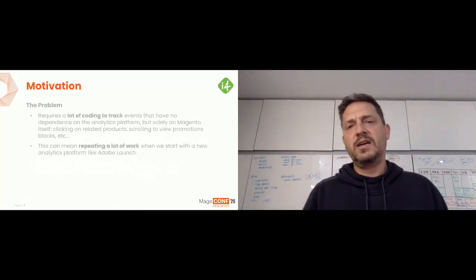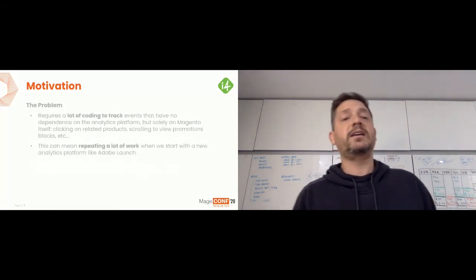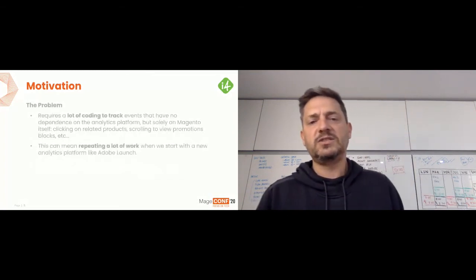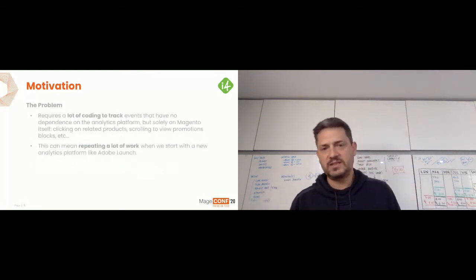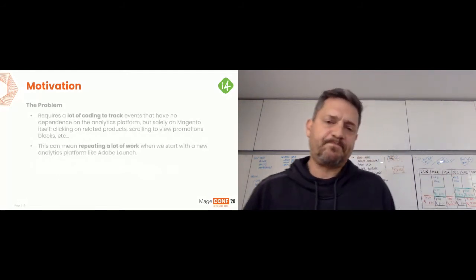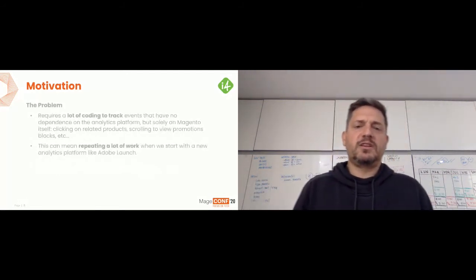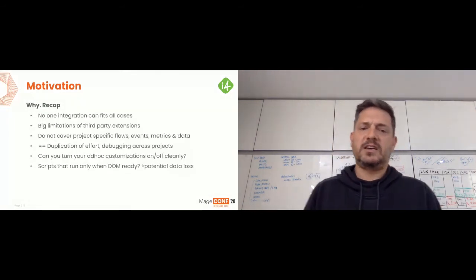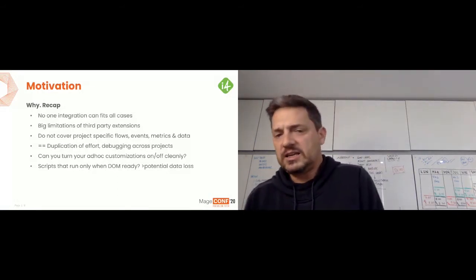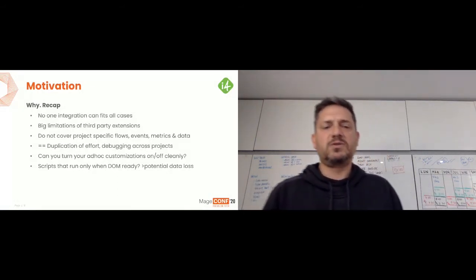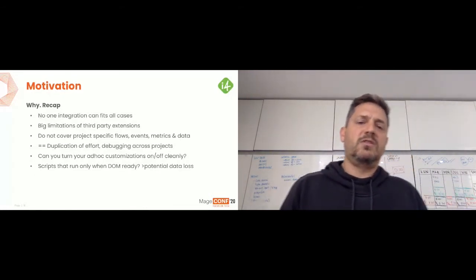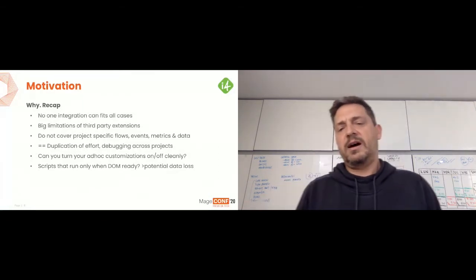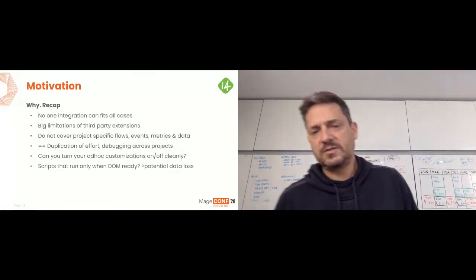There are a lot of custom things that you need to do across all your clients or your projects. We also have big limitations with third-party extensions that are changing stuff in the front end, and we need to grab data in different ways. Also, we cannot cover everything with the specific flows, events, metrics or any data, so we need to duplicate effort for each project. At the end as well, we face normal problems about scripts that run only when the whole page is finished and the DOM is ready, and we are all the time facing problems about potential data loss.